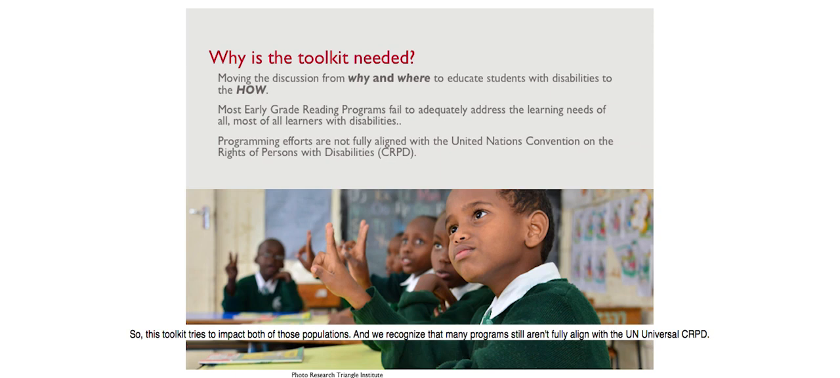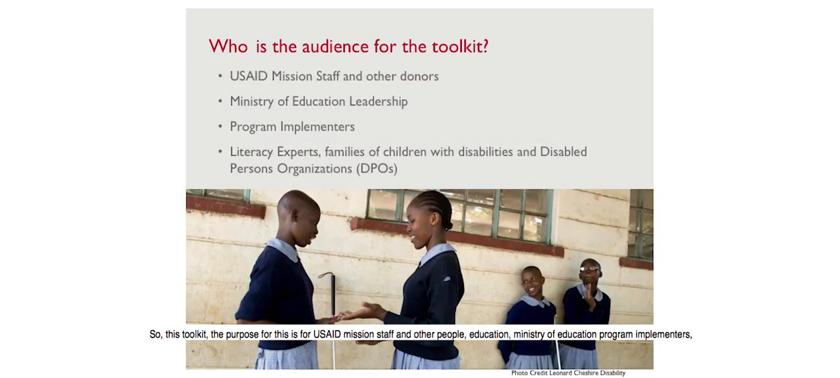And we recognize that many programs still aren't fully aligned with the UN Convention on the Rights of Persons with Disabilities, the UNCRPD. So the purpose of this toolkit is for USAID mission staff and other people: ministers of education, program implementers, literacy experts, families of children who have disabilities, disabled people's organizations. There are many people it can apply to, and beyond just this list as well.